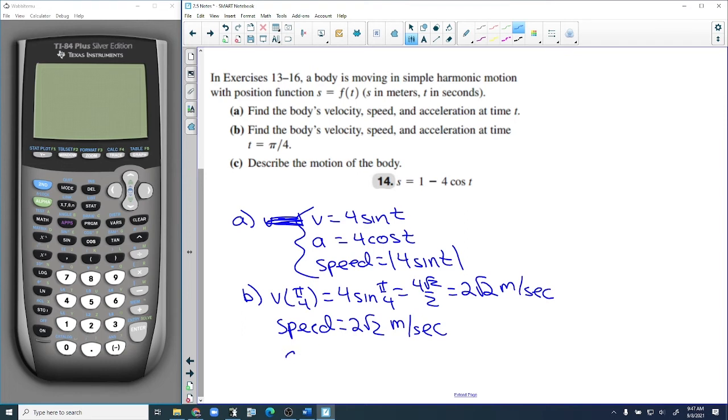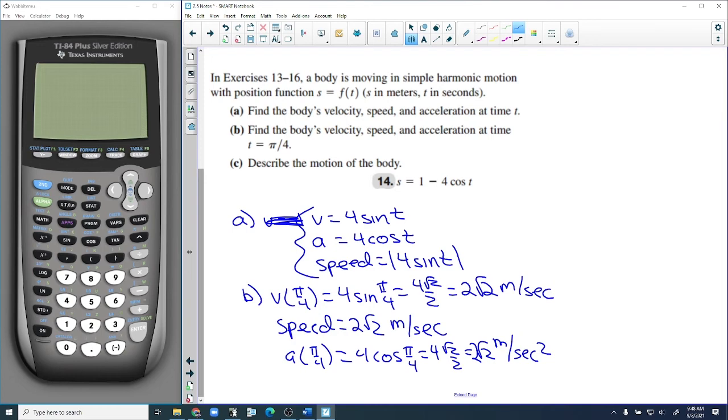The acceleration, a of pi over 4, is, let's see, 4 cosine of pi over 4. That's going to be the same answer. So square root of 2 meters per second squared. Whoops, did I lose the 2? Yeah. It's the same value, but it is a different label. It does mean something different. And we already described the motion with a cosine, so I'm going to skip that part. Go back and look at the example that we did.